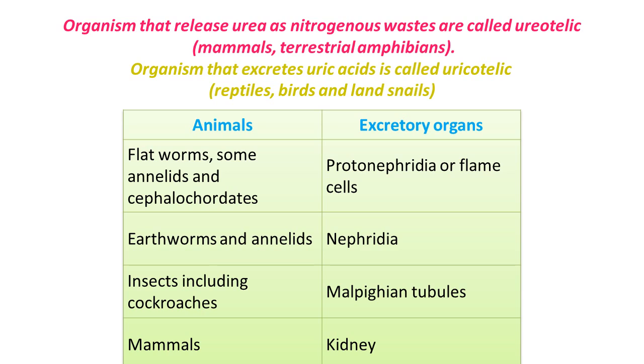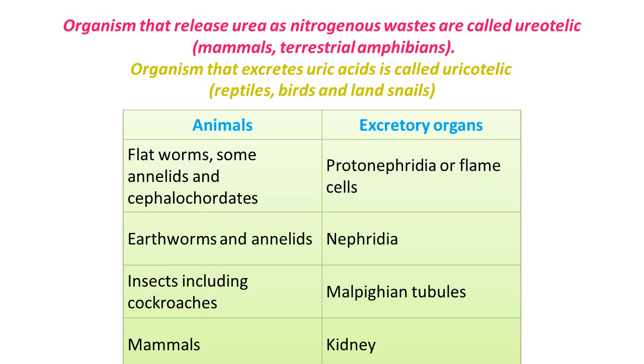Other types of organisms are classified on the basis of their removal of nitrogenous waste. If we talk about other animals, mammals, many terrestrial amphibia and marine fishes mainly excrete urea, and they are called ureotelic animals. So the nitrogenous waste is urea in this type of animals, and that's why they are known as ureotelic animals. They are mainly mammals, many terrestrial amphibia and marine fishes.